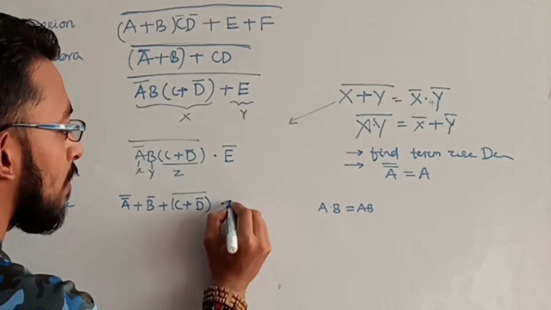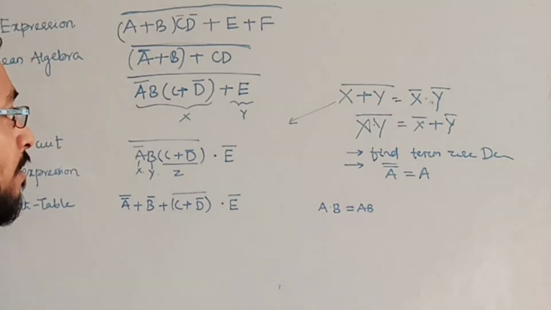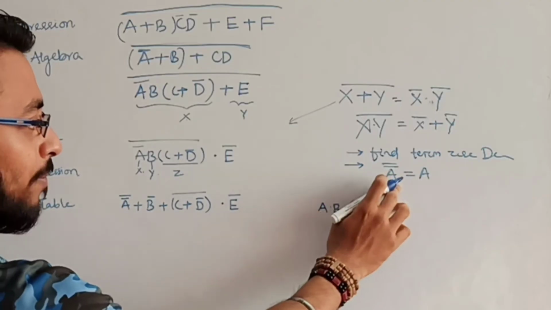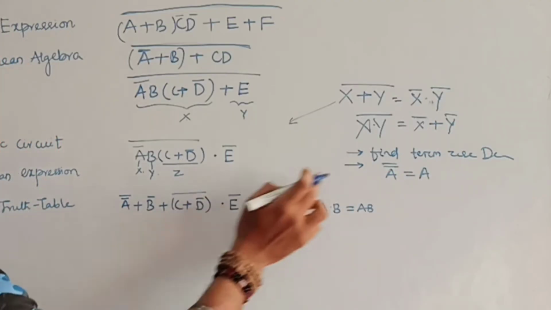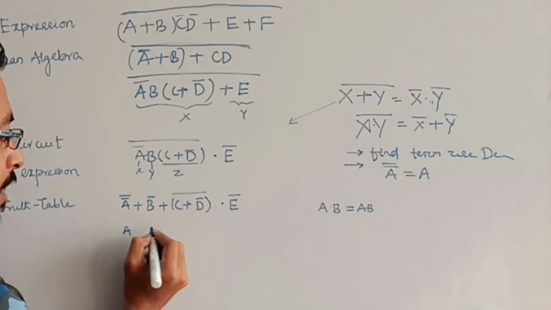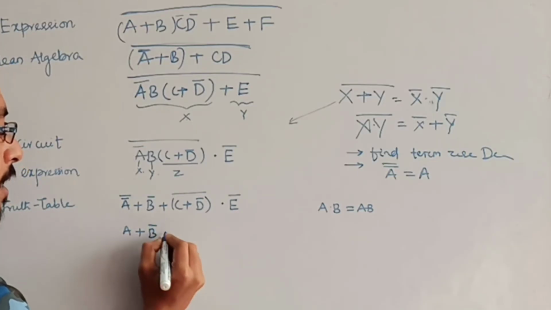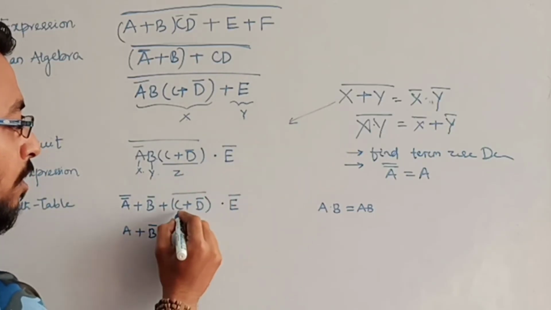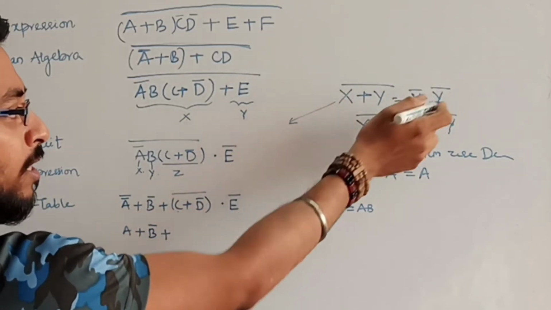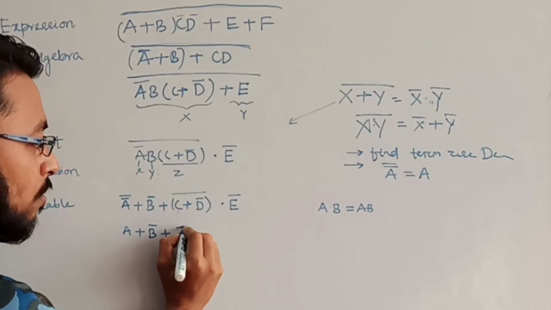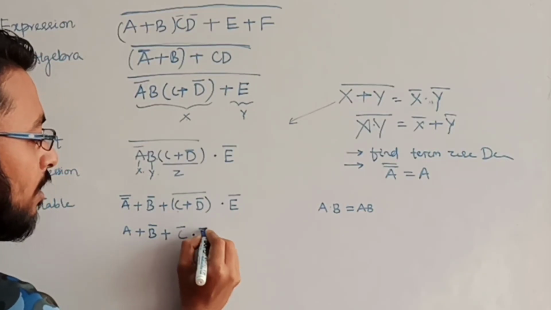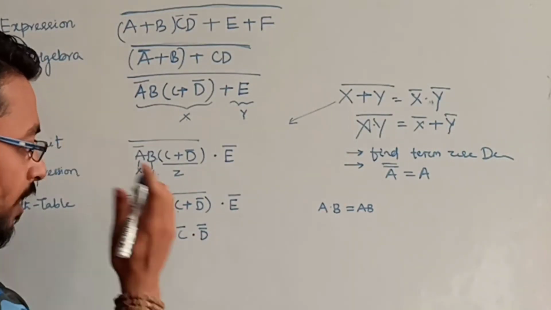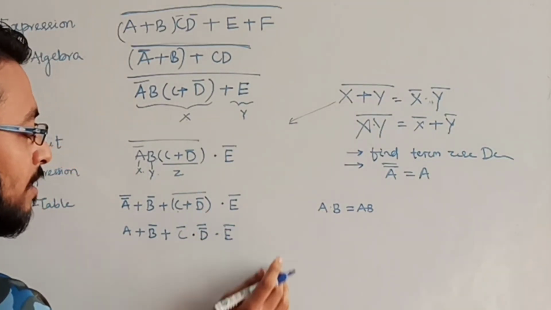And here one term is there, e bar is there. Now we have to see, can I apply this formula? Yes, I can apply this rule over here. A bar bar is nothing but a, plus b bar, plus. Here again I can apply my De Morgan theorem, which is nothing but x plus y whole bar is nothing but x bar dot y bar. So c bar dot d bar bar. Okay, and here one e bar is there.